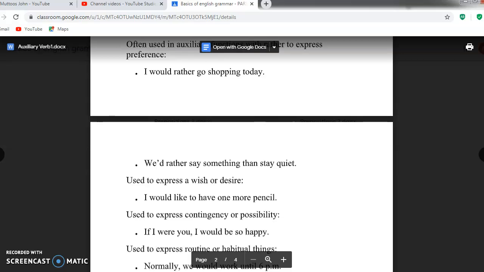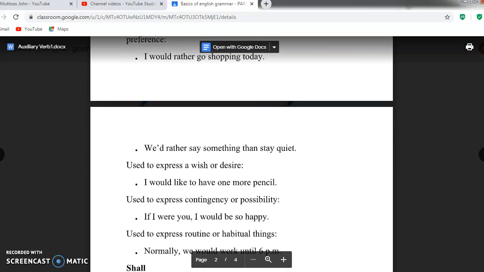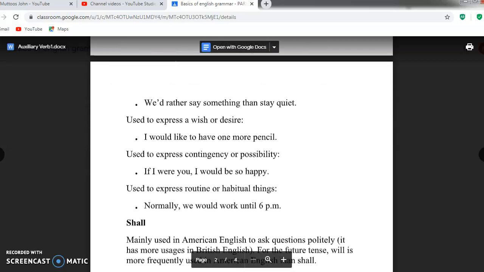Would is used to express a wish or desire. I would like to have one more pencil. Would is used to express contingency or possibility. Example, if I were you, I would be so happy.